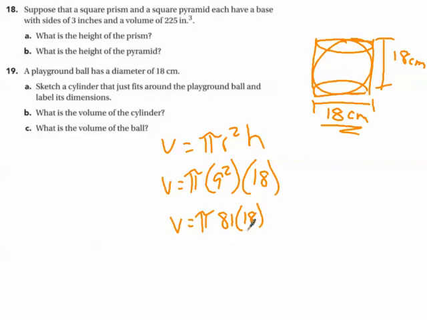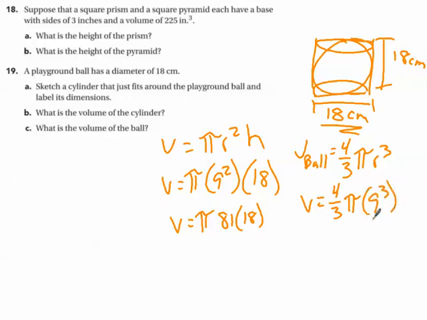For the volume of the ball, I know the equation is 4/3 pi r cubed. So I'm going to go ahead and go 4/3 pi. My radius again is 9 cubed. Make sure that I cube this before doing anything else, and I can solve it from there.